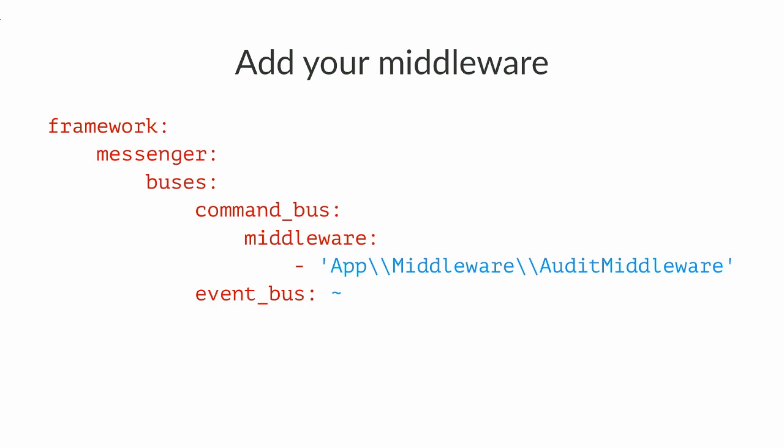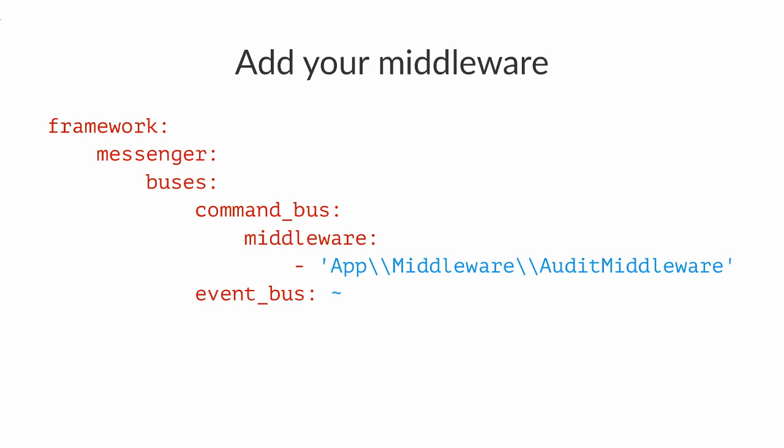So we're going to say that for the common bus, we're going to have our new middleware, the app audit middleware. And it's going to be used. That's it. There's no plural to middleware, that's why there's no S, but that's a collection. So you can have as many middlewares as you want, and they are going to be run in the actual order you define them.